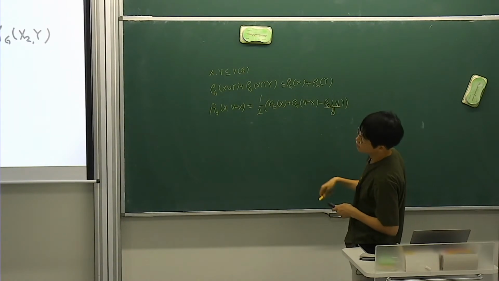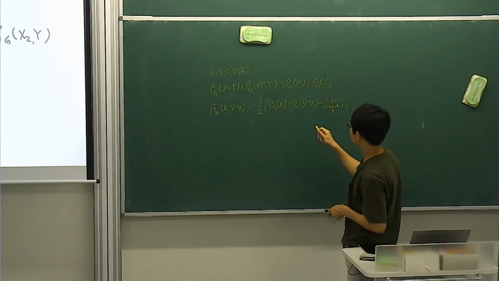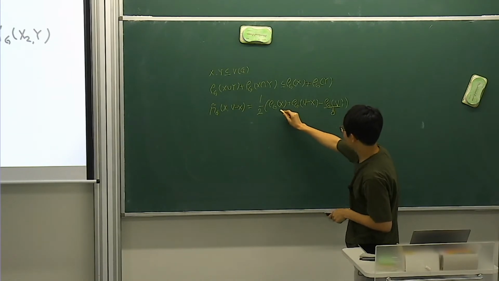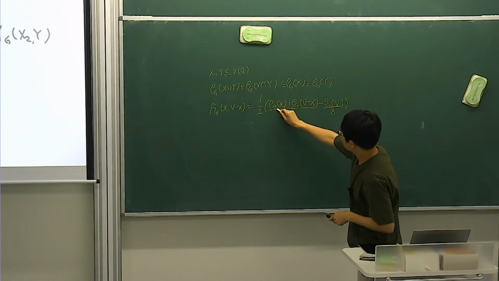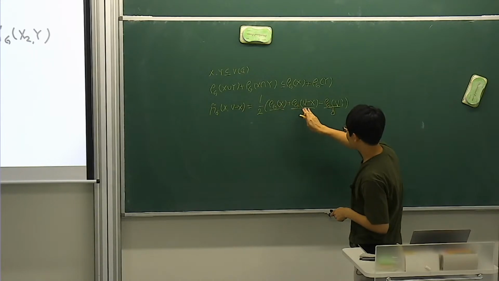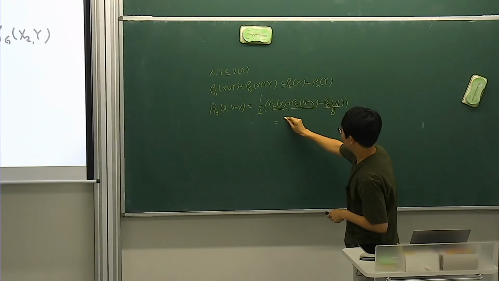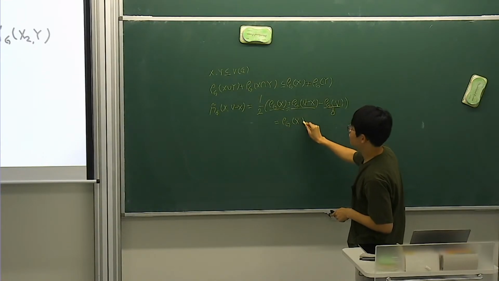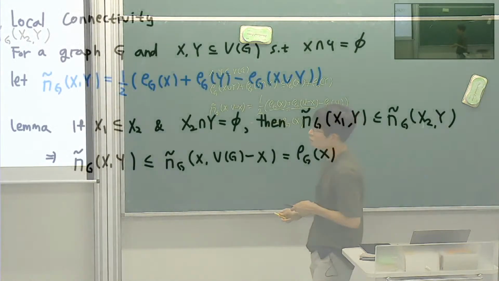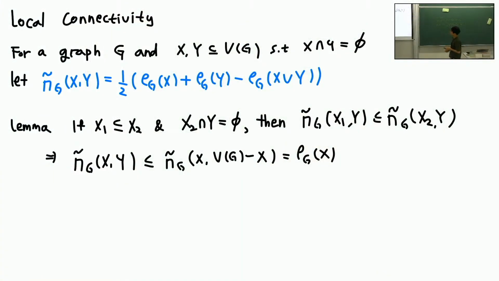And since the adjacency matrix of a graph is a symmetric matrix, the cutrank of X and the cutrank of the complement are actually equal. So we got this equality. So we deduce that the local connectivity is always less than or equal to the cutrank of X.